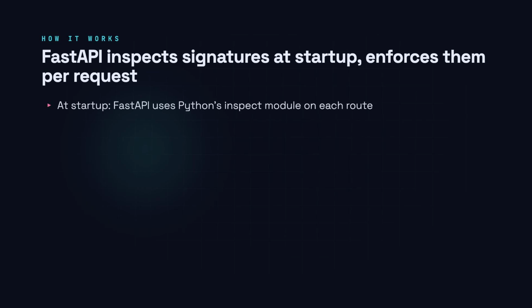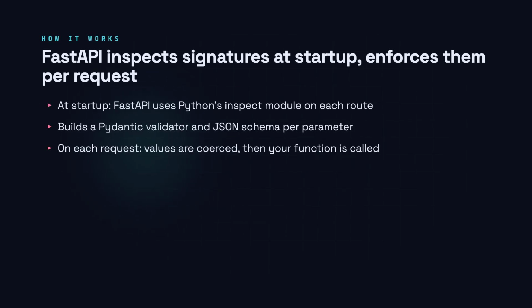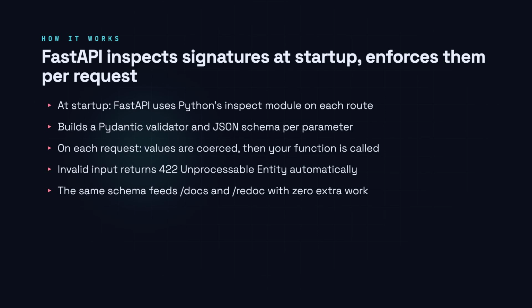Here is the flow under the hood. When your application starts, FastAPI walks every route function using Python's inspect module and reads the annotations. It builds a Pydantic model for that route's inputs and a JSON schema for the OpenAPI spec. When a real request arrives, FastAPI runs the incoming data through those validators, coerces types, turning the string 42 into the integer 42, for example, and only then calls your function with clean typed values.